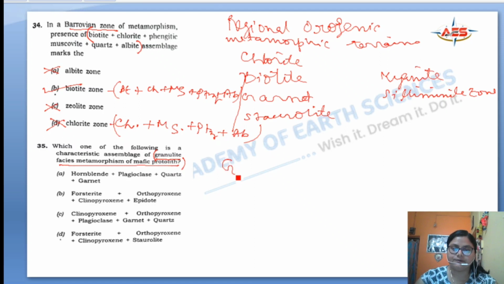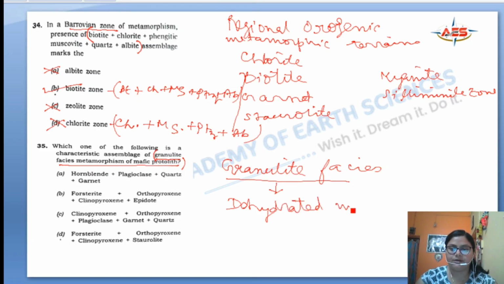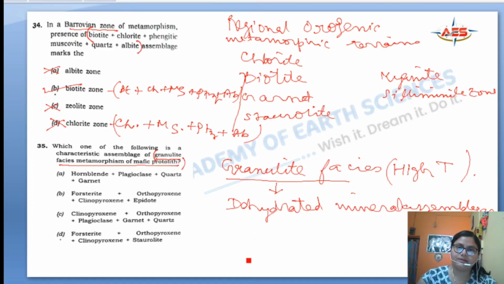See, in the case of the granulite facies, whichever minerals occur are dehydrated. Dehydrated mineral assemblages are found. Why? Because granulite facies represents a high temperature condition where the hydrous mineral assemblages are dehydrated. Now here, as we can see in option A, hornblende is a hydrous mineral, so hornblende cannot be present in the granulite facies. It is not the answer then.